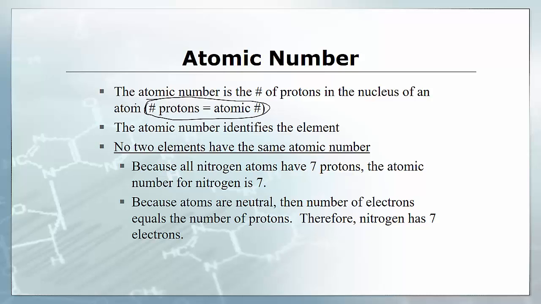Any atom that is neutral, which is most atoms in their native state, shall we say, they are neutral, and what that means then is that the number of protons must be equal to the number of electrons. So when we talk about the atomic number, we talk about it as the number of protons in an atom, but technically, if we're still talking about the neutral atom, then it is also the number of electrons. So nitrogen has 7 electrons just like it has 7 protons.